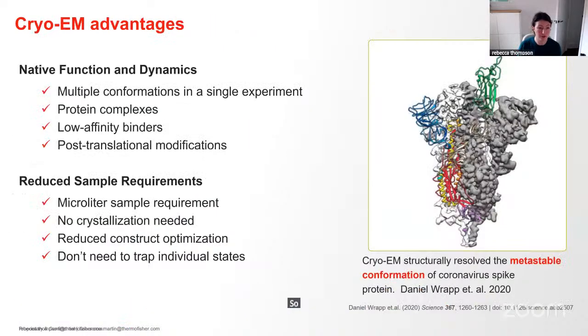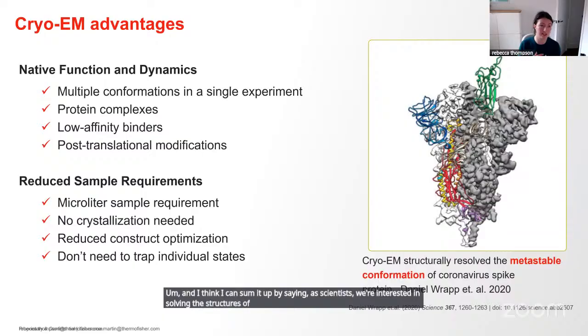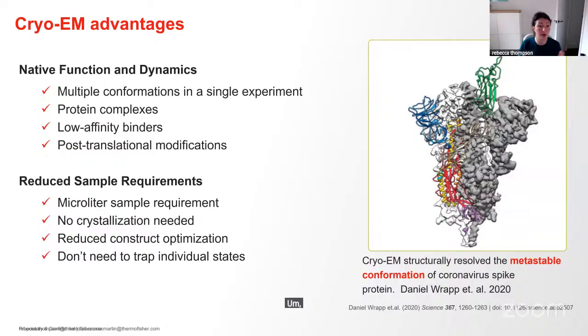So why cryo electron microscopy? Why has the usage of this technique really exploded? And I think I can sum it up by saying, as scientists, we're interested in solving the structures of our proteins, of our macromolecules of interest, in as close to their native environment as possible.